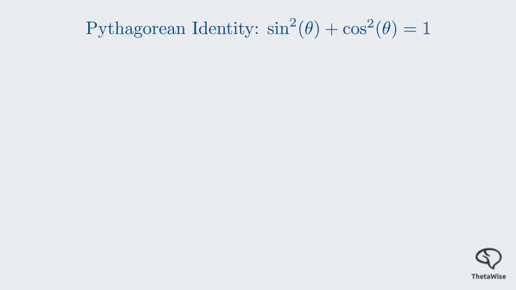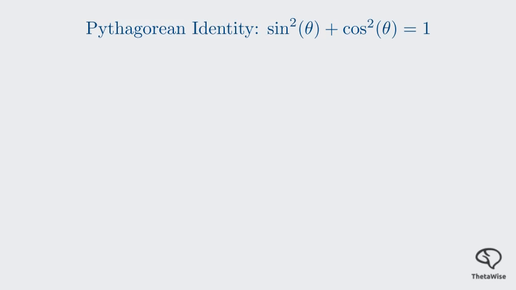Now let's talk about trigonometric identities. These are equations that are true for all values of the variable for which both sides are defined. They are incredibly useful for simplifying expressions and solving equations. The most important identity is the Pythagorean identity. It states that sine squared of theta plus cosine squared of theta equals 1.